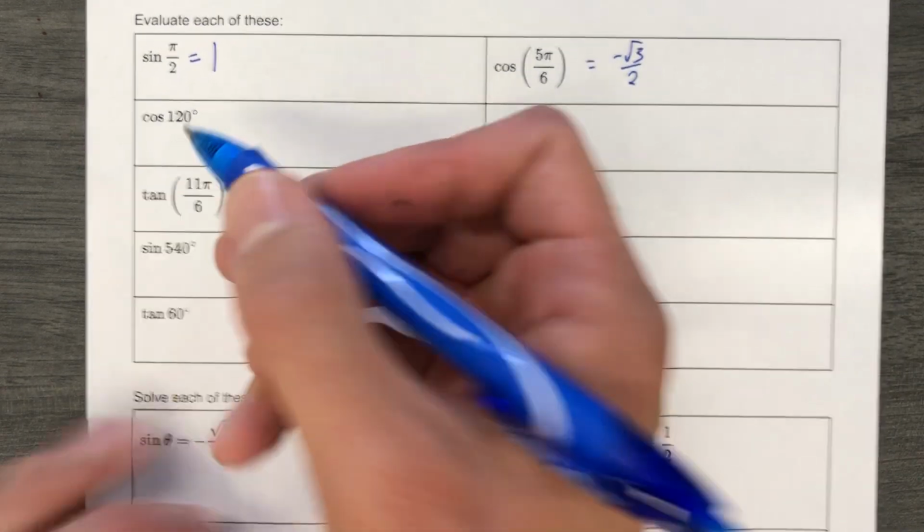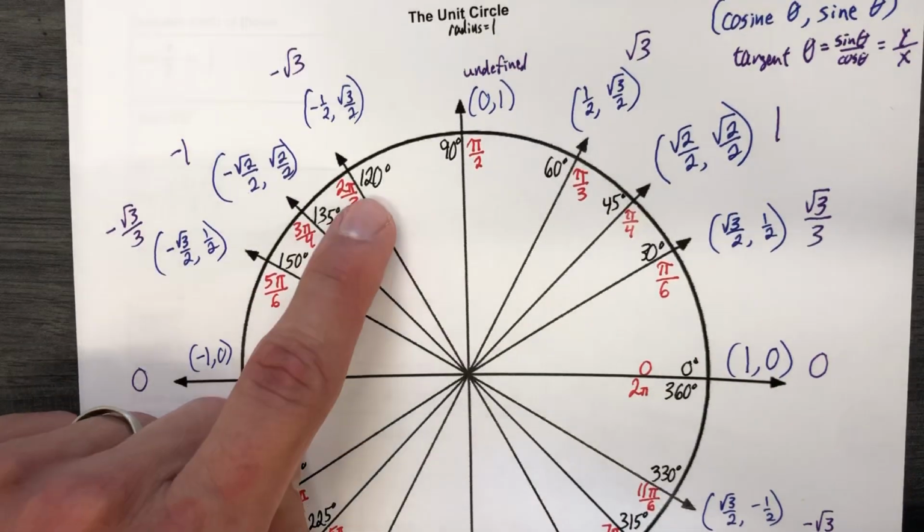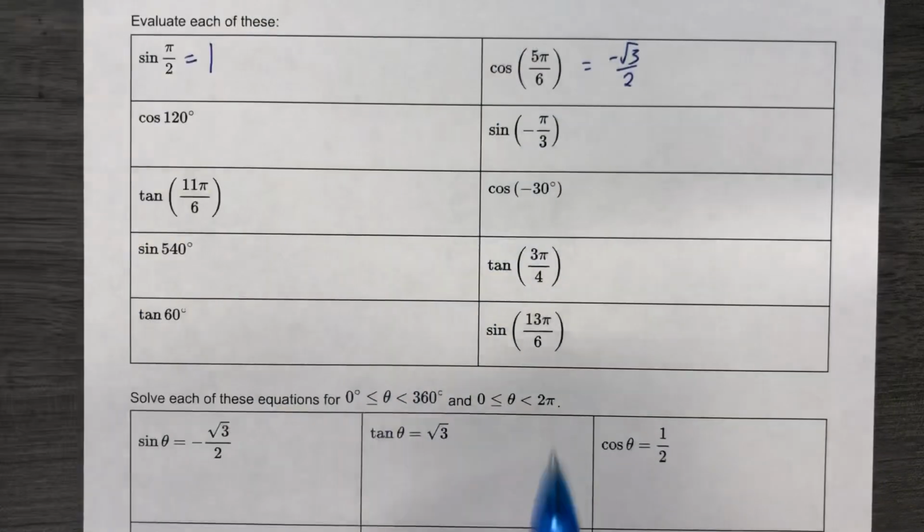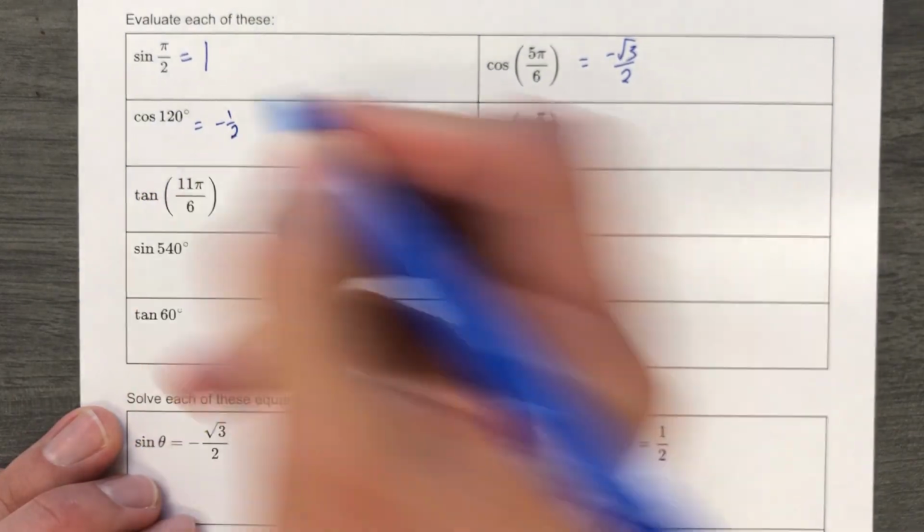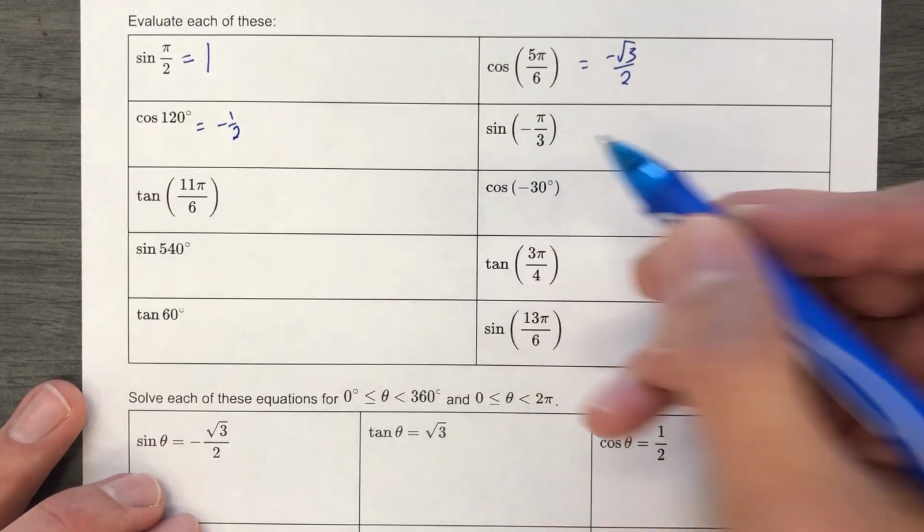Cosine of 120. Now we're in degrees. Cosine is the x value, negative 1/2. Hopefully those are starting to go really fast. Let's speed up.